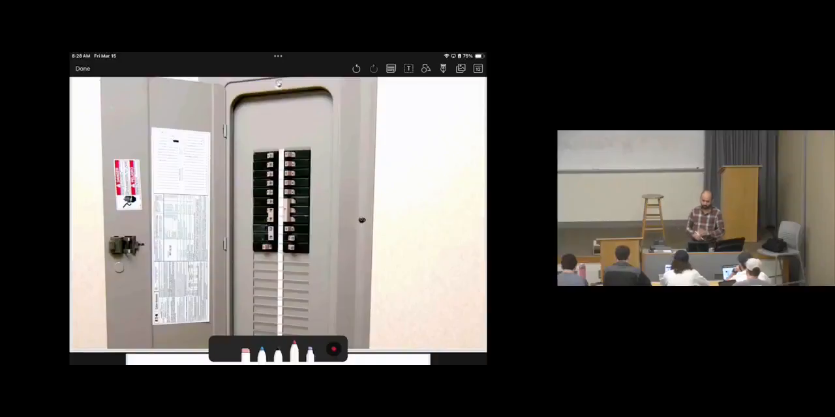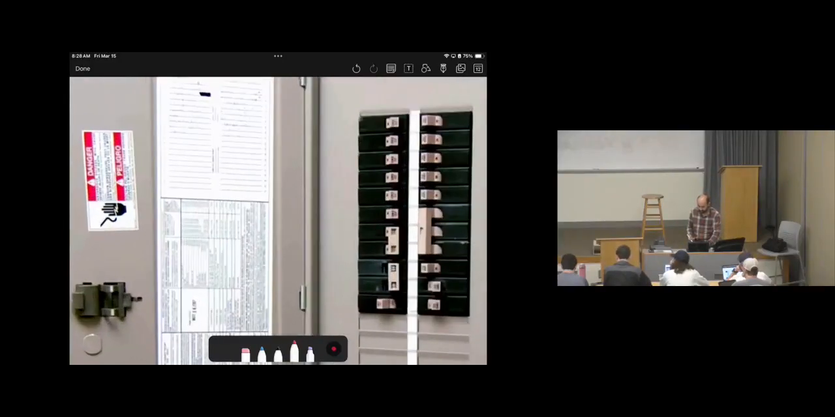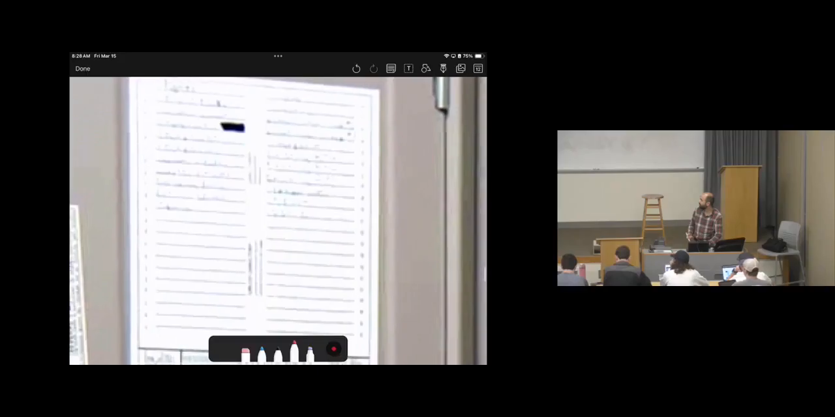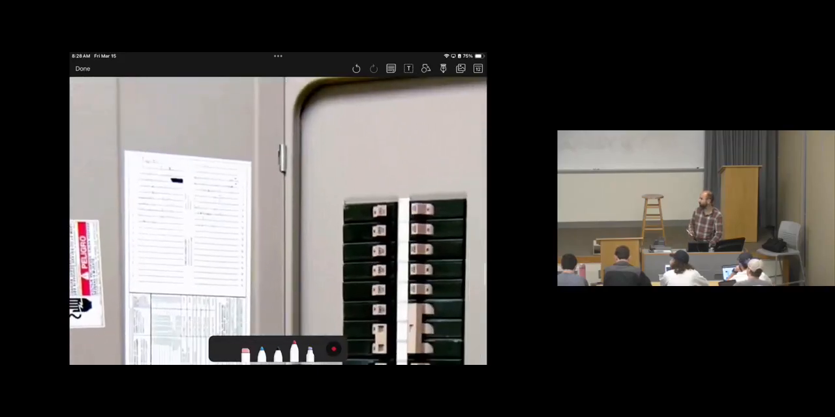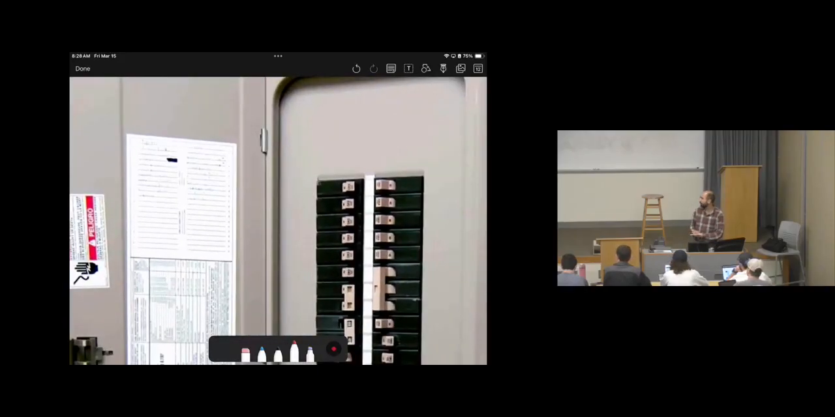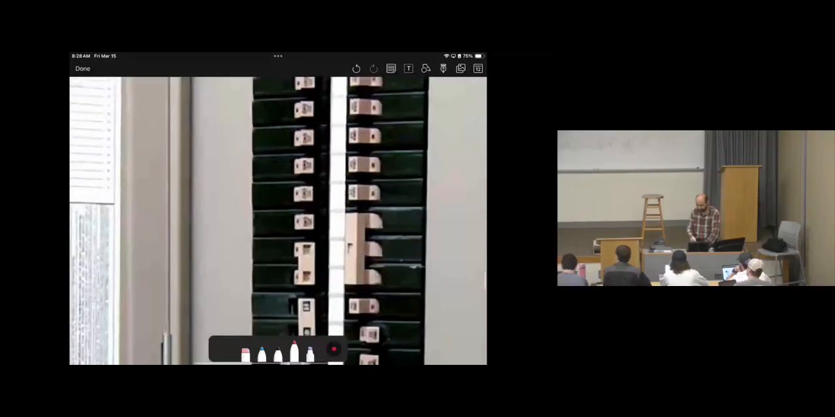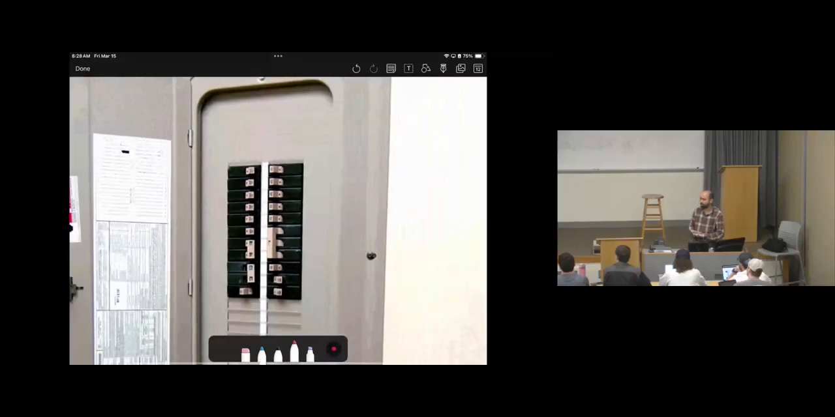You will see a label here, which you can read when you go to your home, or sometimes they write it on the circuit breakers. You will see one circuit breaker for air conditioning, one for the refrigerator, one for, for example, kitchen lighting, one for bedroom lighting.